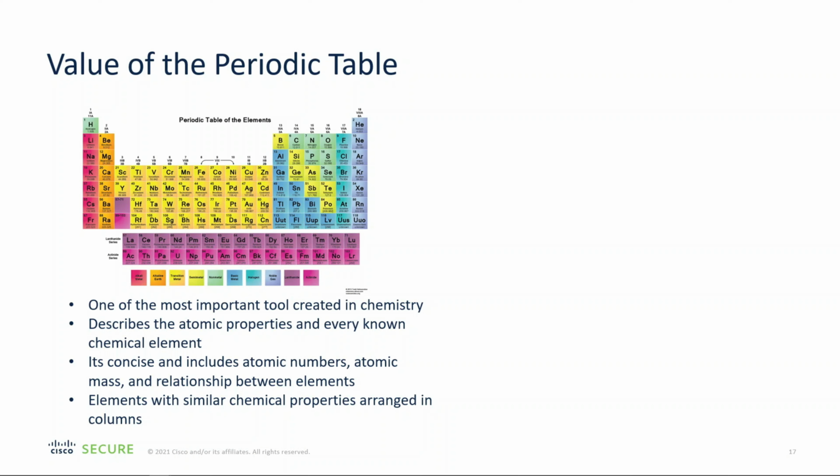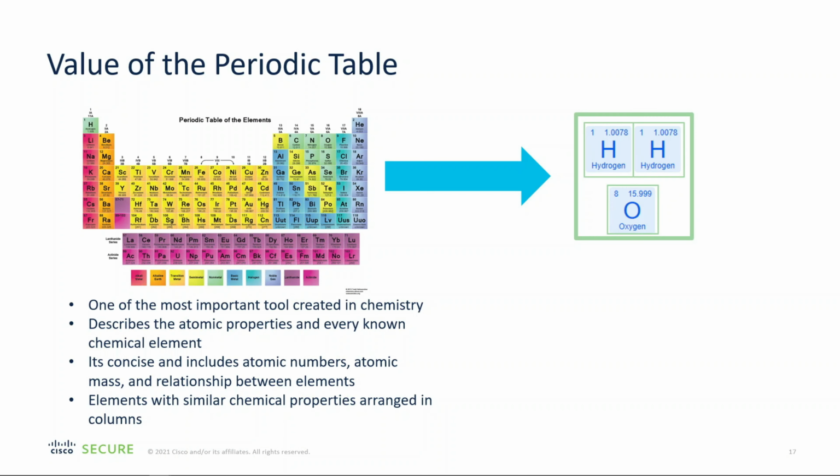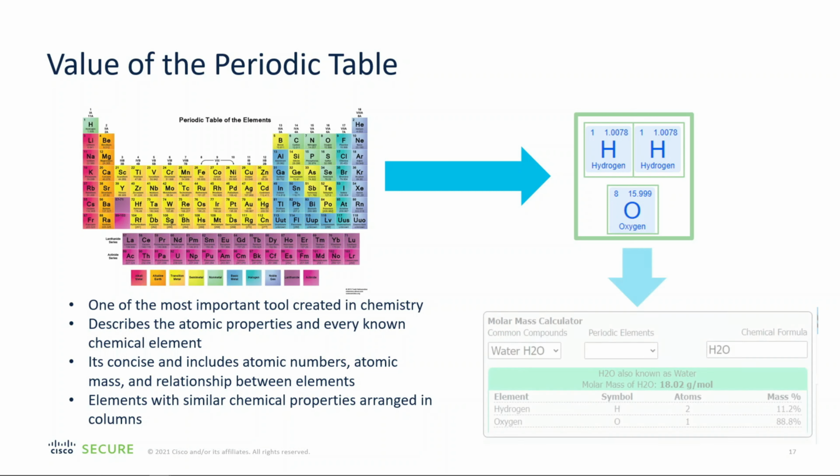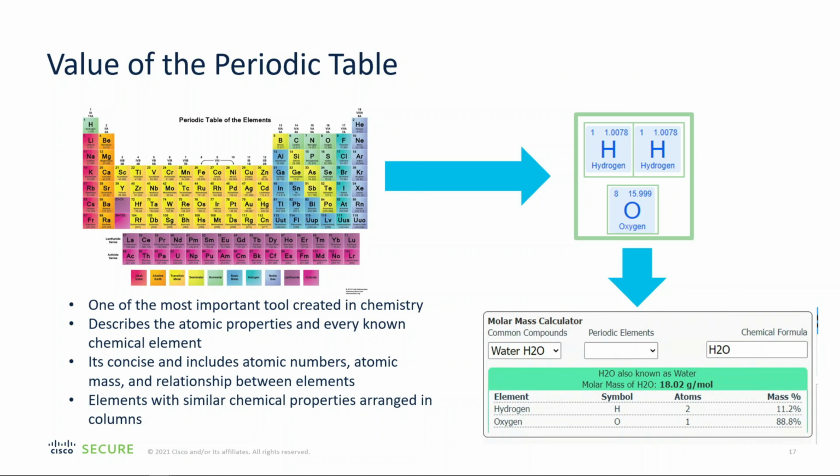Now let's look at this from a different perspective. The periodic table. This is one of the most important tools in chemistry. It describes the atomic properties of every known chemical element. It includes things like the atomic numbers and mass and the relationship between each element, and they arrange it in columns. So I have all of these elements, or the ingredients, and I can use these ingredients to drive a specific chemical response. So, for example, if I take hydrogen times 2 and oxygen, I get H2O, which is water.